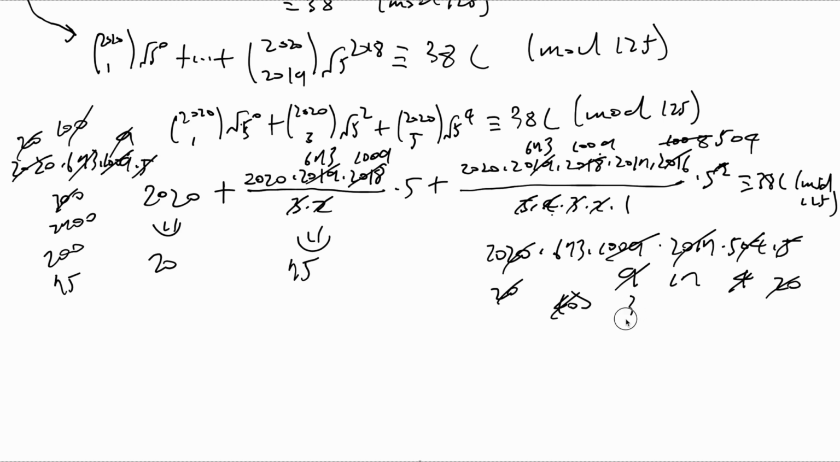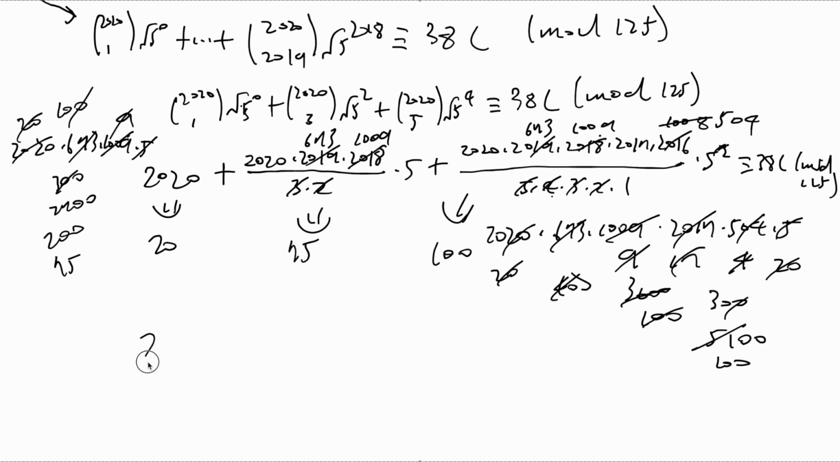We have, change this to 100. Oh wait, we have then 300 here. Am I doing this correctly? We should have 100 here. So this 100. So adding them, we know that 20 plus 75 plus 100, I just simplified everything, is congruent to 38C mod 125.